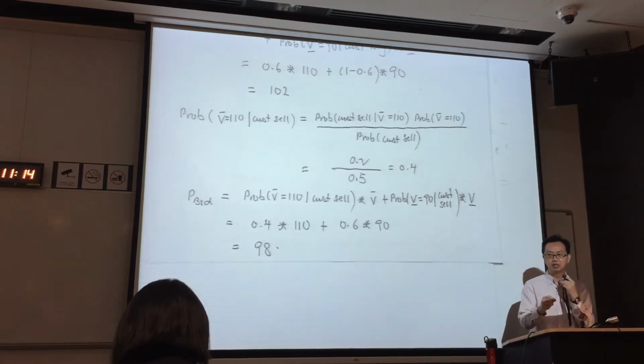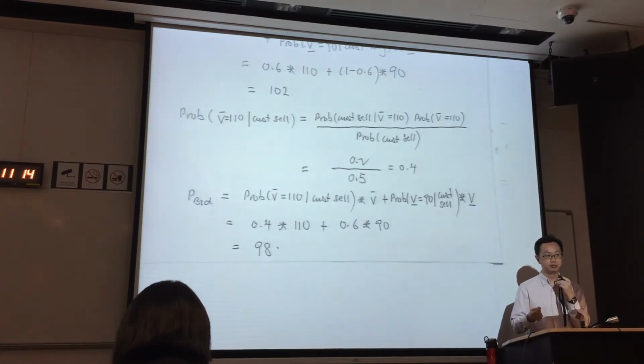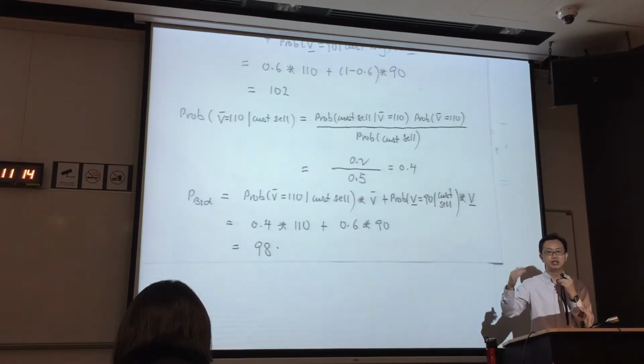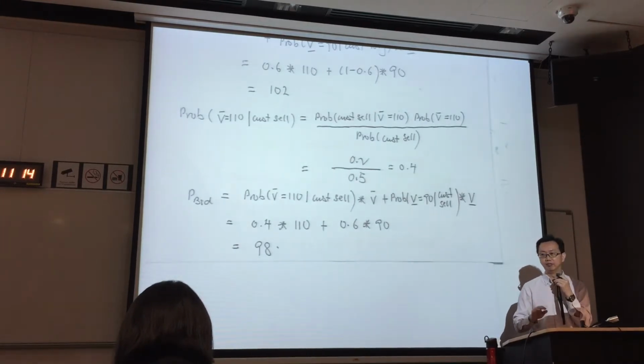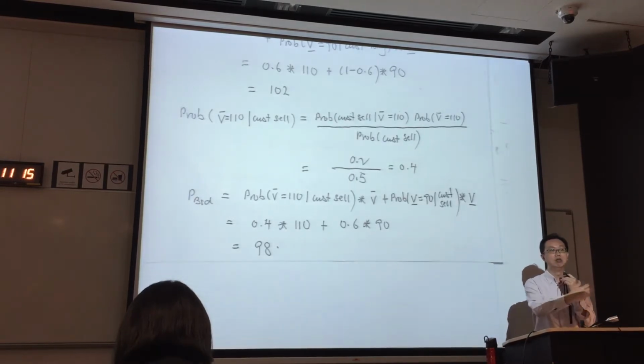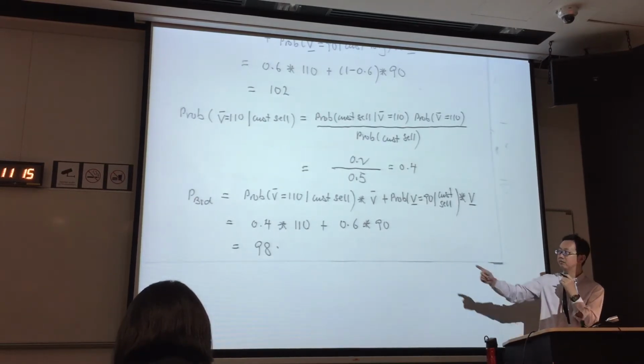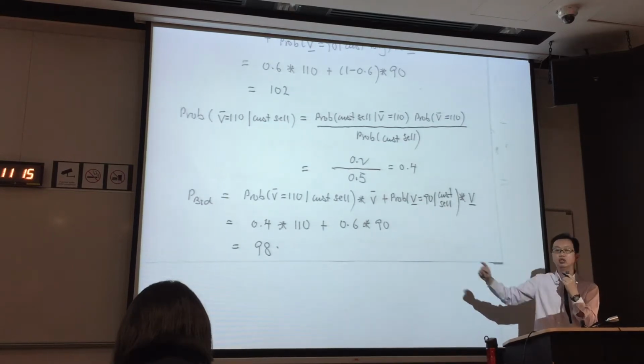Because if the customer buys, then this customer could be a potential insider. It will cause the probability that the value is 110 to be higher. That's why it results in a higher price set by the market maker. But if the customer is selling, again this could be a potential insider, and hence the probability that the value is low will be revised upward. And it causes the bid price set by the market maker to be 98.